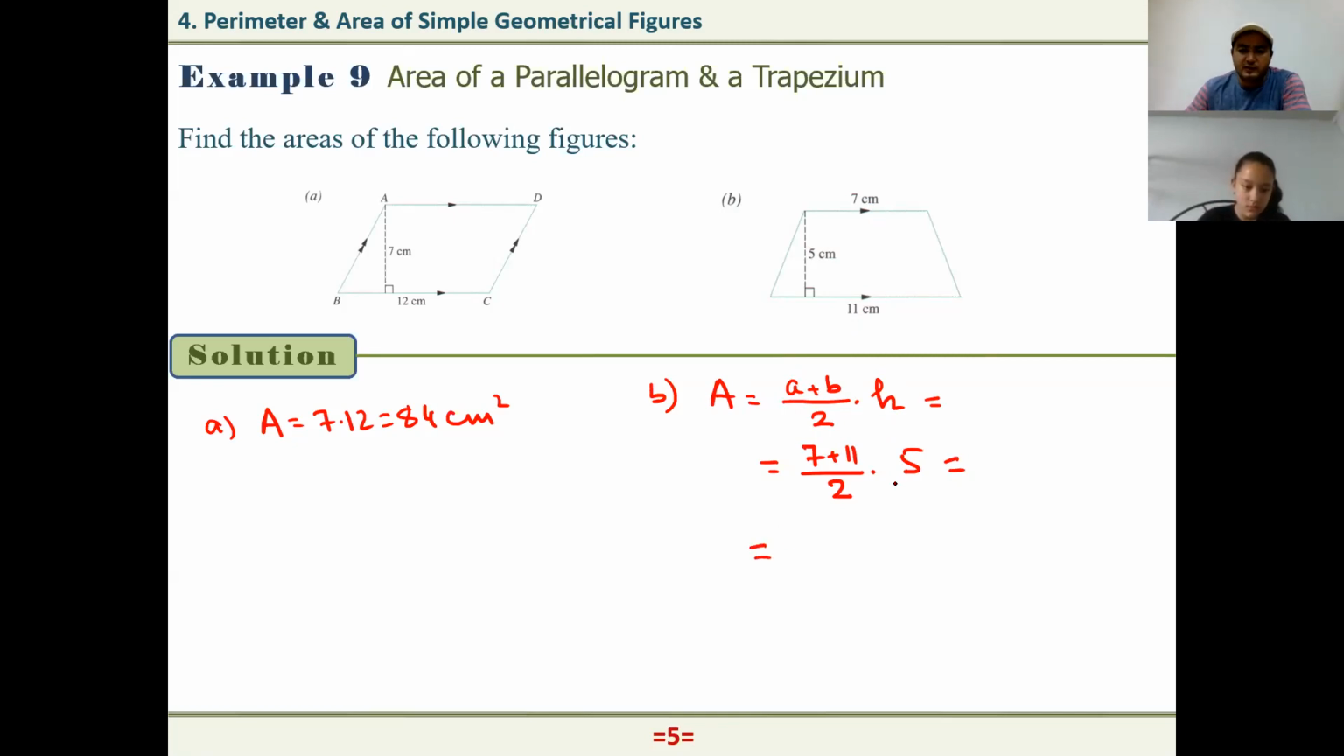Now if you just simplify this, 7 plus 11 is 18. And 18 divided by 2 is 9. And here we have 5, which is equal to 45 square centimeters. That is the area of the trapezium. Okay?